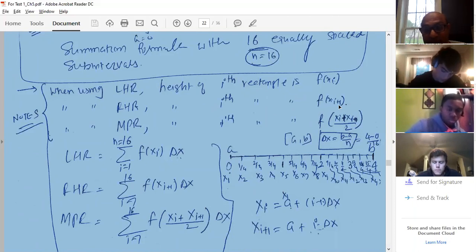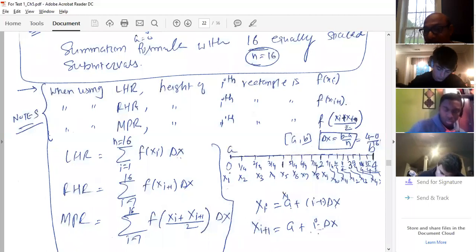So f of xi plus 1, right? That is the formula. You probably won't find this formula in the formula sheet, so please memorize it. And for the midpoint rule, I'm going to write the ith rectangle is f of (xi plus 1) divided by 2. So whenever you are working with this, first figure out your (xi plus 1) divided by 2 part, and then apply your function.